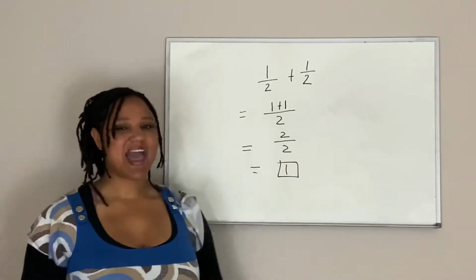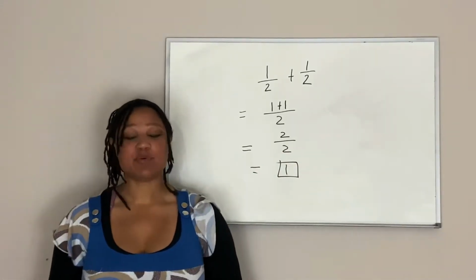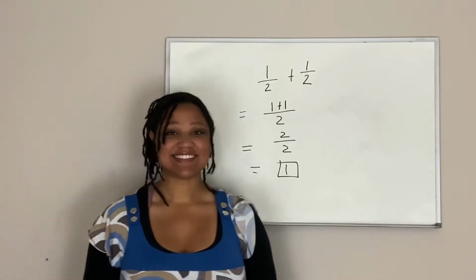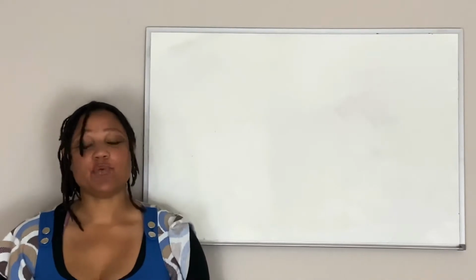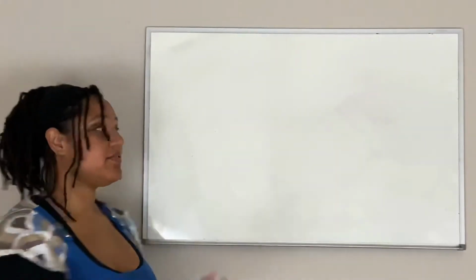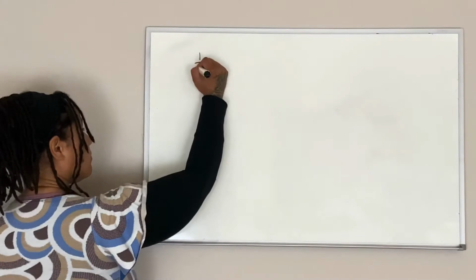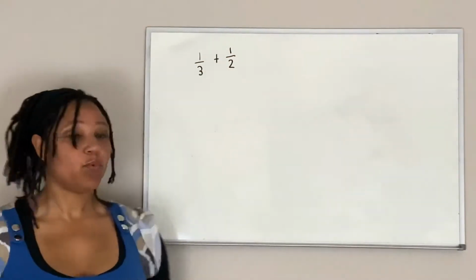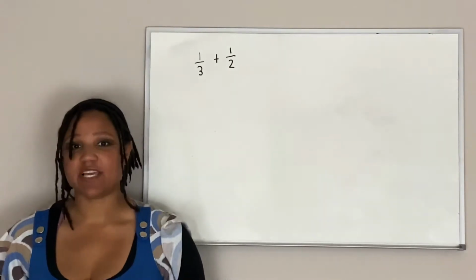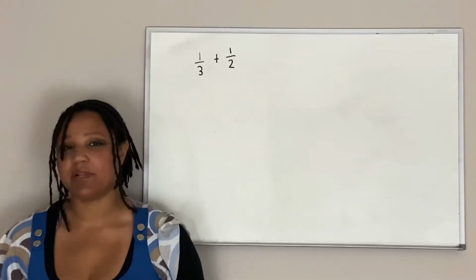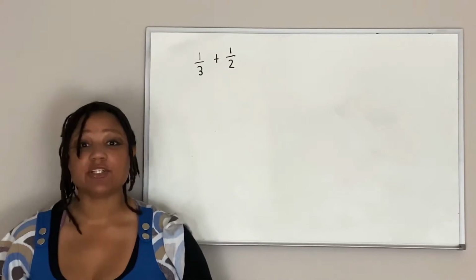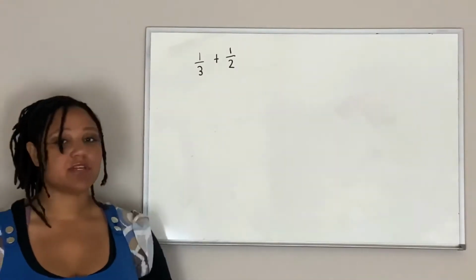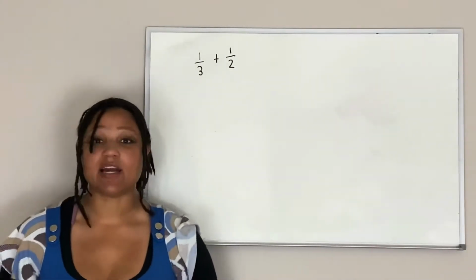So now that you have the basics, let's move on with adding fractions with different denominators. So let's say I give you 1/3 plus 1/2. We cannot add the numerators together in this case. Why? Because the denominators do not match. So what am I going to do? I'm going to write out all the multiples of 3 and all the multiples of 2 to see if we can get a common denominator.